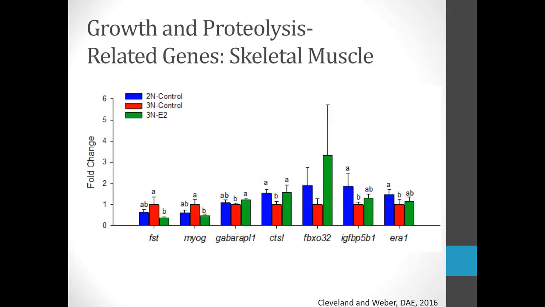Regardless, those genes that did respond here include follistatin and myostatin, follistatin and myogenin, both of which were downregulated, supporting reduced myogenesis. Several proteolytic genes were also upregulated, supporting increased rates of protein degradation. And collectively, these findings support estradiol-induced reductions in muscle growth, and we did in fact see reduced fillet yield in these fish.